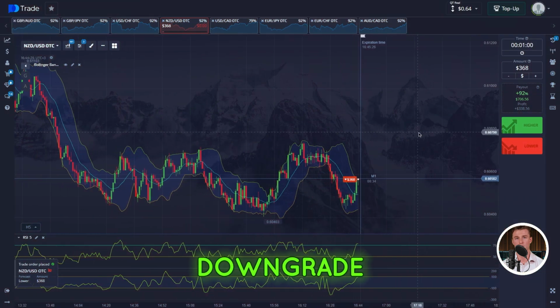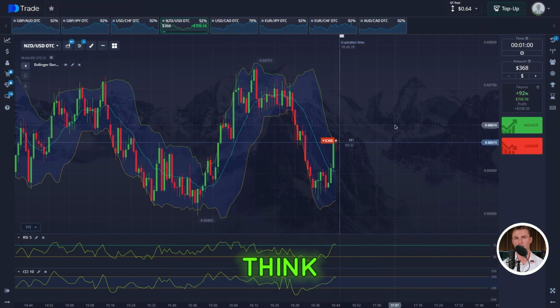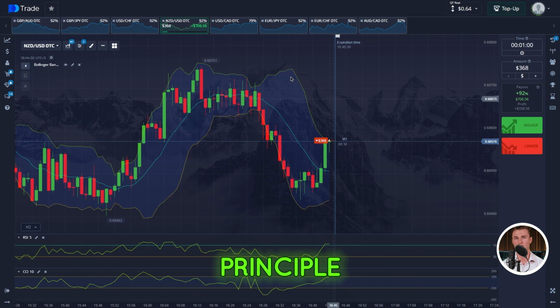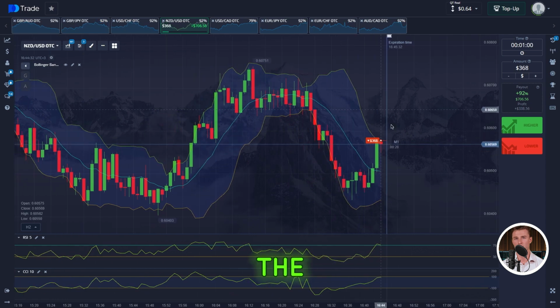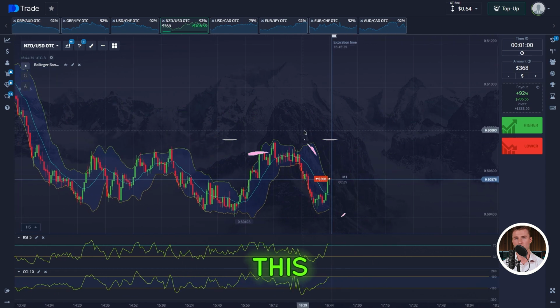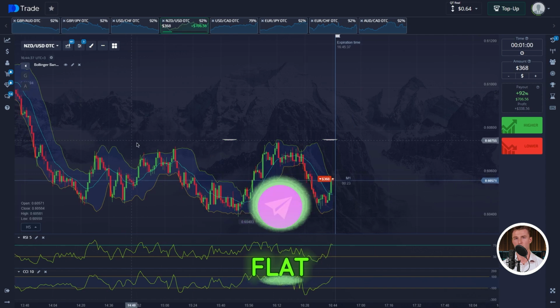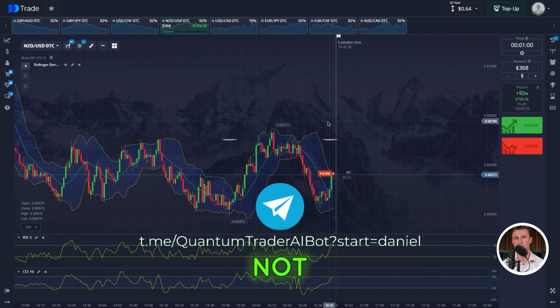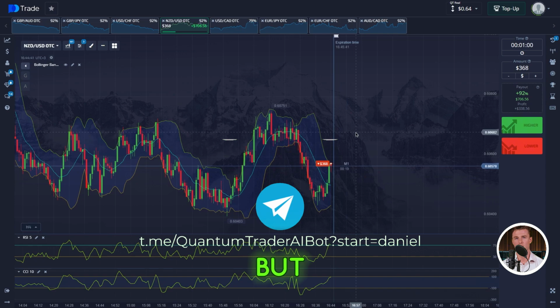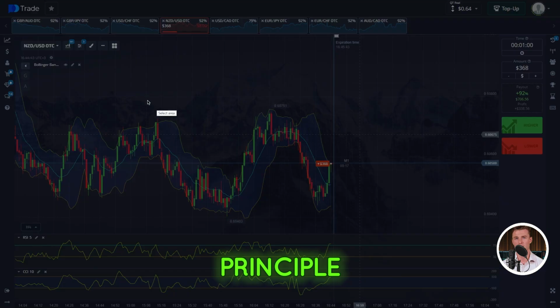Let's open a downgrade deal here this time. In general, I think you understand what the principle of entry into this deal is. The downward trend is greater, and this chart also has a flat mood. Our price does not have a pronounced trend, but in general, the principle is exactly the same.